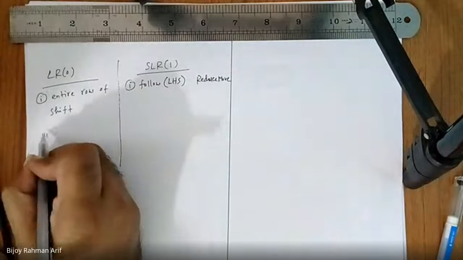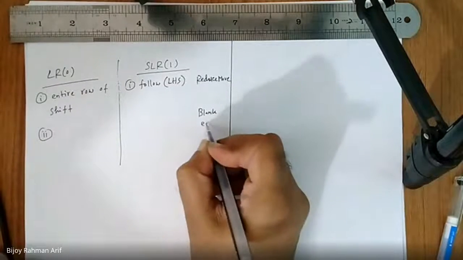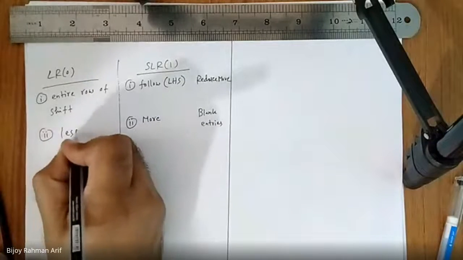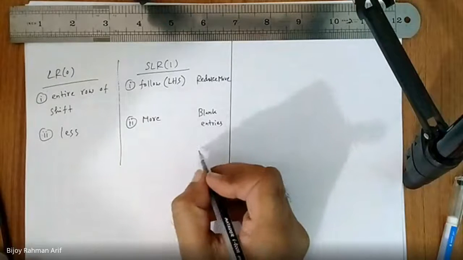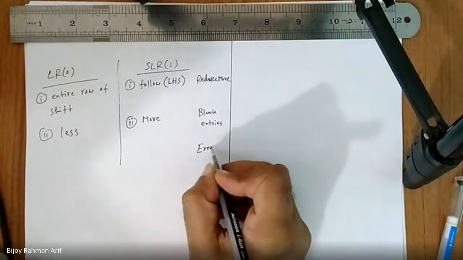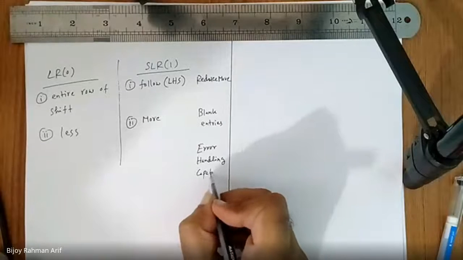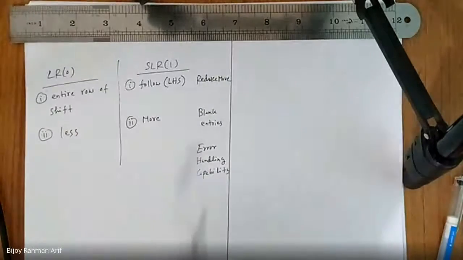Now, number 2. Blank entries. Which one has more blank entries? SLR1 has more. LR0 has less. So based on this, which has more error handling capability? SLR1. Why?